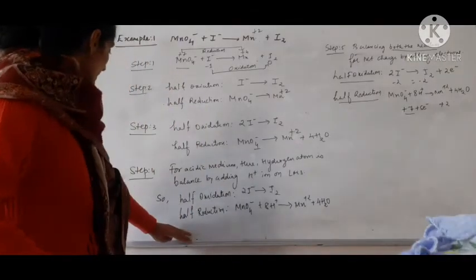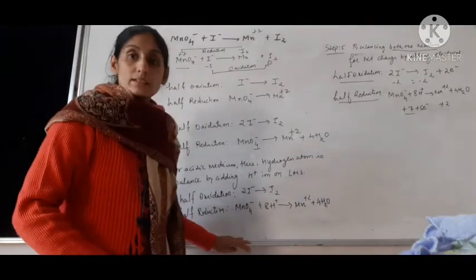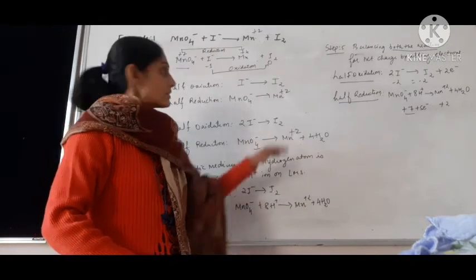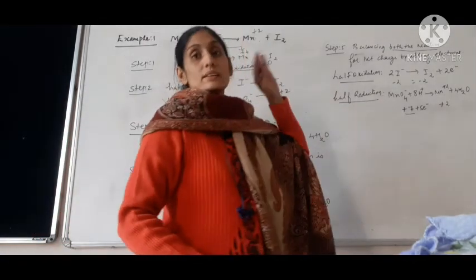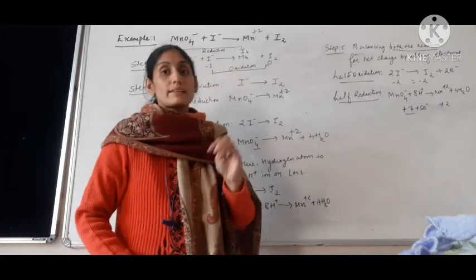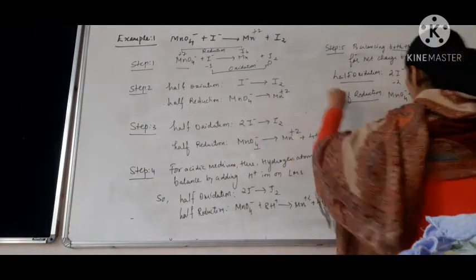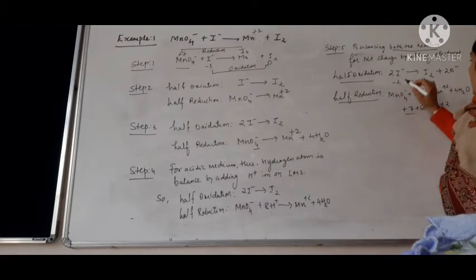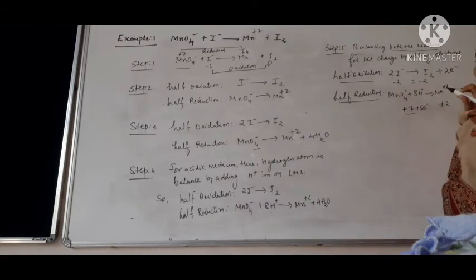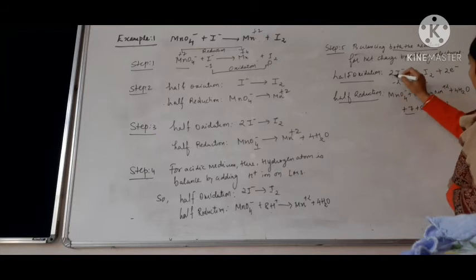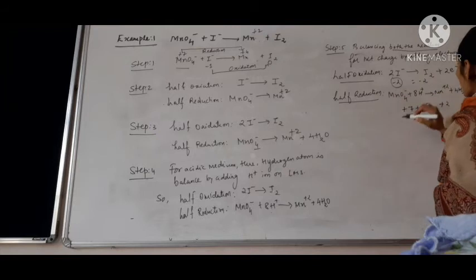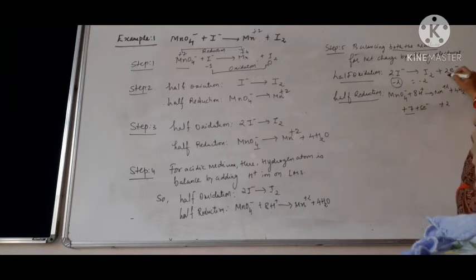So after balancing in the acidic medium by adding H plus, now we are balancing the net charge of both the reactions by adding the number of electrons. So here half oxidation will be 2 iodine minus which gives I2. Here the net charge is minus 2, so for balancing we are adding 2 electrons on the right hand side.